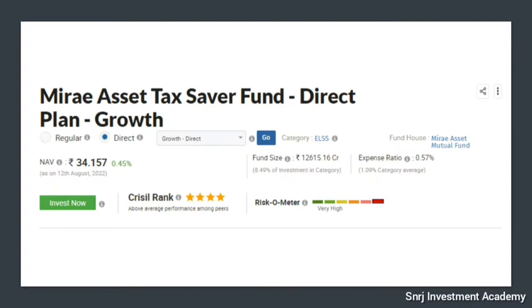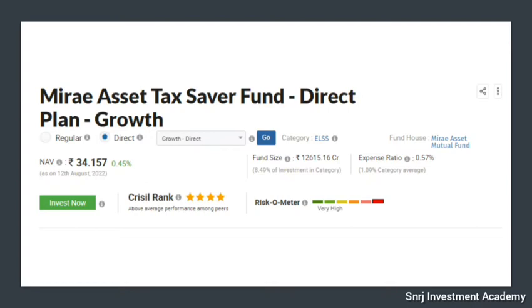The fund belongs to the ELSS category. On the riskometer, the risk is very high. Almost all ELSS funds that provide good returns have a very high riskometer, and it is like that only. If the risk is high you will be getting good return, and if the risk is very low, the return also will be very low.